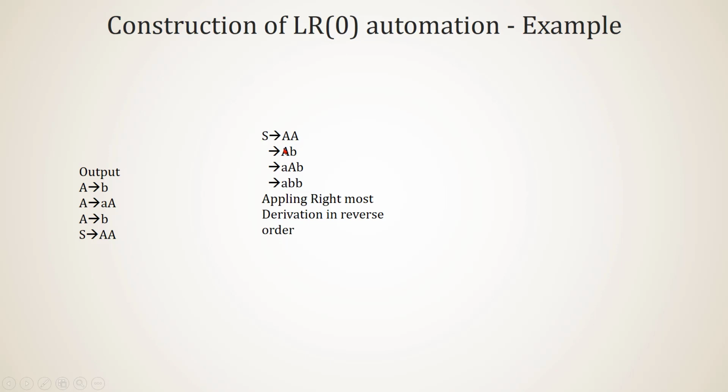Since I am applying rightmost derivation, the rightmost non-terminal is A. So this A is replaced by AA because the next production, when I consider in reverse order, is AA. So small a, AB. Again one more production is there, and here the rightmost non-terminal is capital A. That will be replaced by B. So in the end I got ABB.